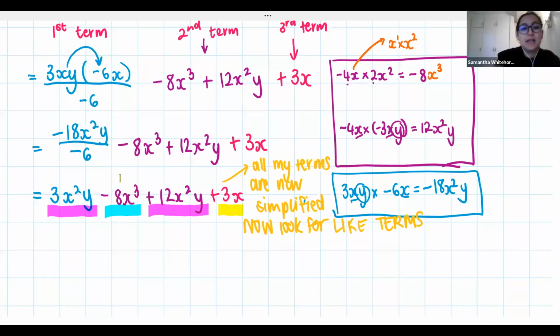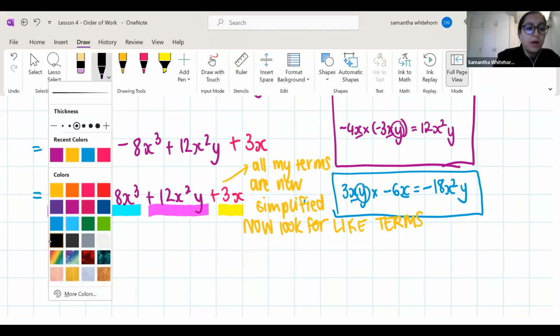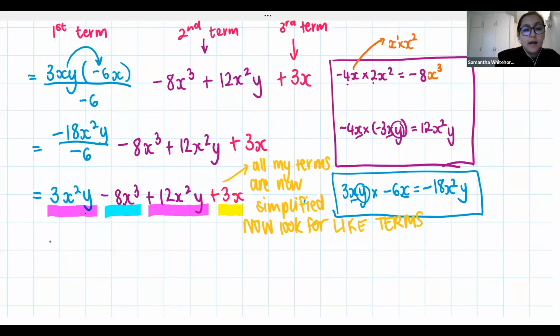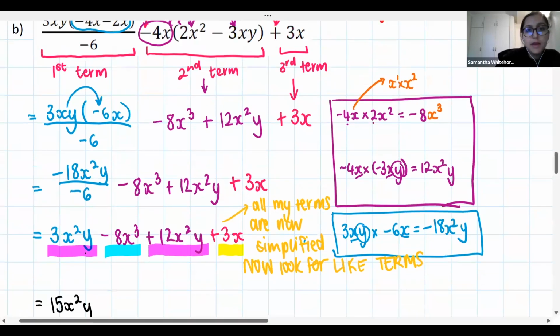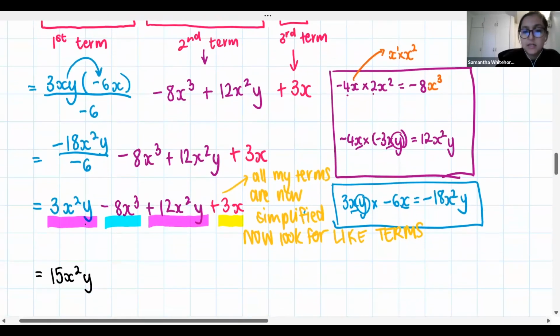So now we can add and subtract our like terms. We have got positive 3x squared y, so the purple ones that I've highlighted or underlined, plus 12x squared y. 3 plus 12 is 15, x squared y. Remember, as we said in this example, when we add and subtract like terms, the exponents do not change. So my exponents are exactly the same.